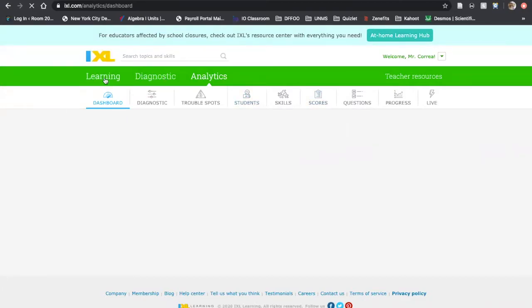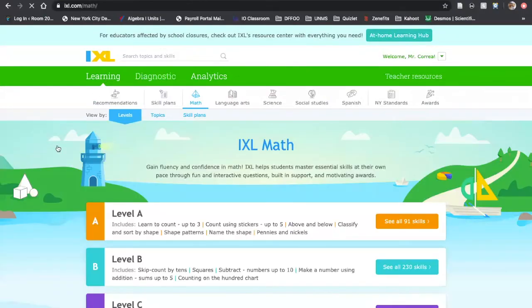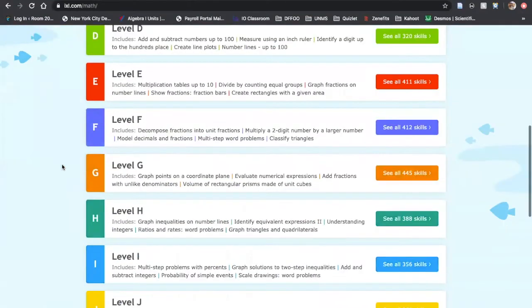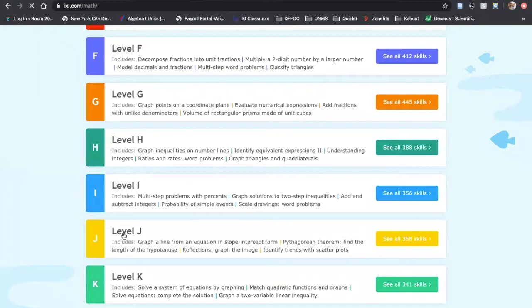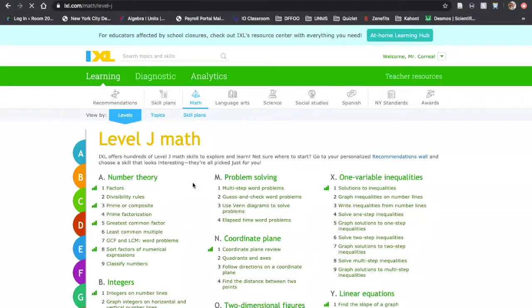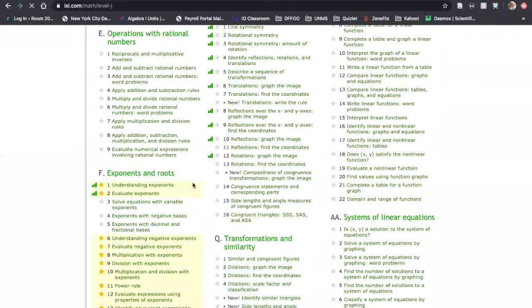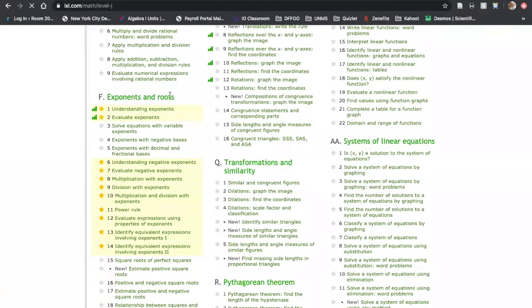You're gonna click on Learning. Just bear with me, my computer goes slow with the Zoom session running. Now, skill level, you're gonna pick skill level J. Once you're in skill level J, you're gonna scroll down and look for letter F. It's on the left-hand side. So exponents and roots, that's what we're working on.